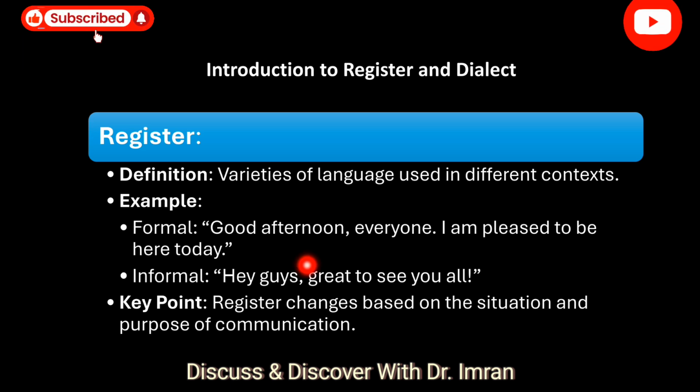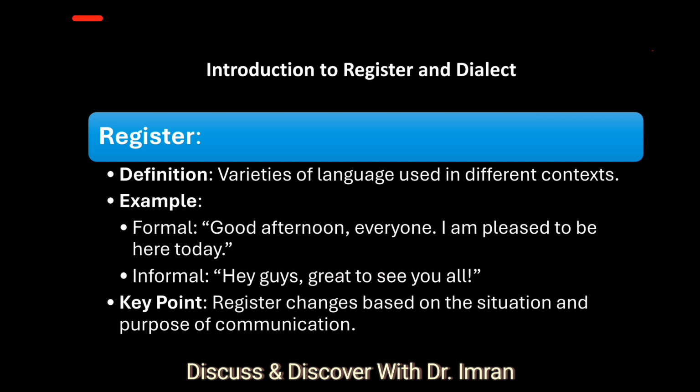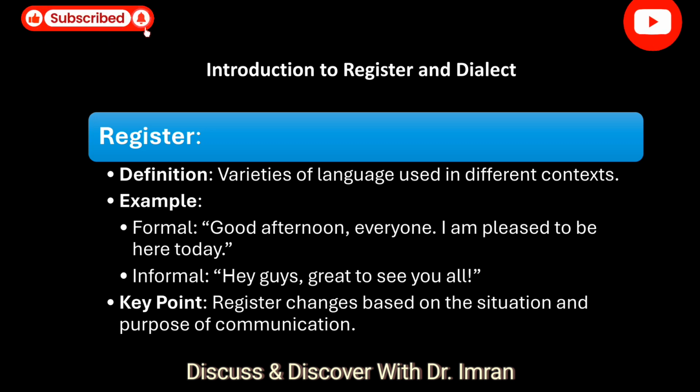So you see that here, then what is register? From these two examples, we observed, we came to the conclusion that register is a variety of language used in a different context. So what is the key point in this slide? That register changes based on situation and purpose of communication. So when we change situation or when we change the purpose of communication, so register also changes.